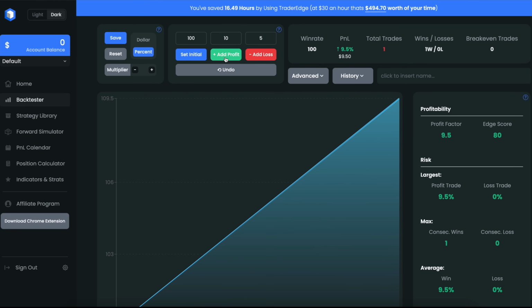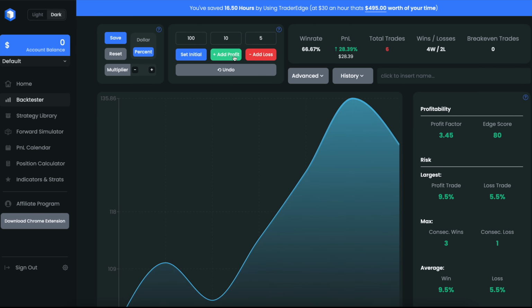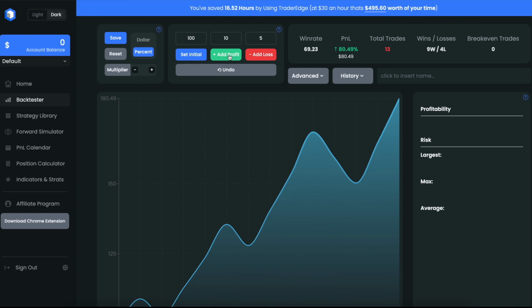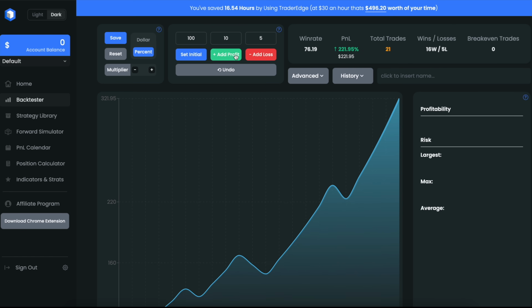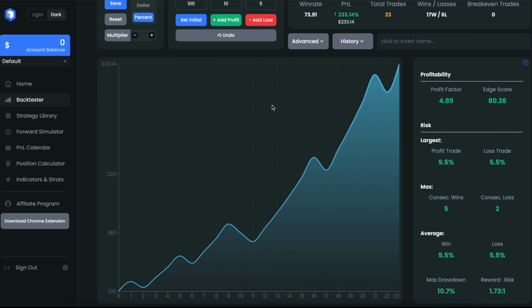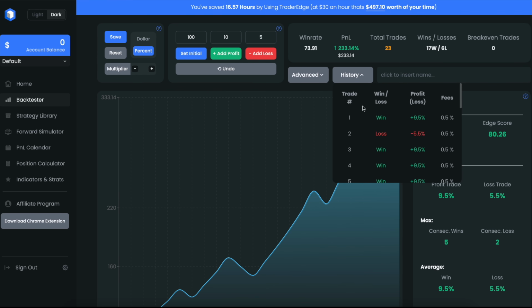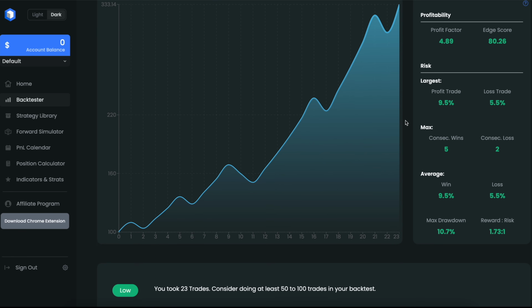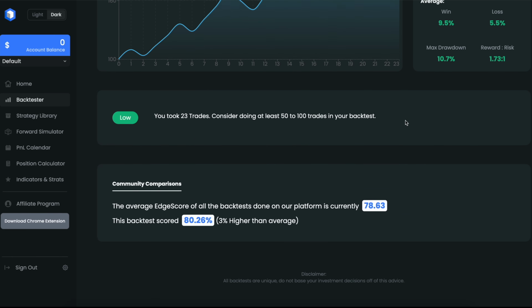Test the strategy for at least 50 times. TraderEdge will give you all the information you need about your strategy's performance. Based on these results, you will have an idea of what to expect from the strategy in terms of profit and loss and maximum drawdown. 95% of traders skip this part, which results in blown-up accounts. You don't want to be one of them.